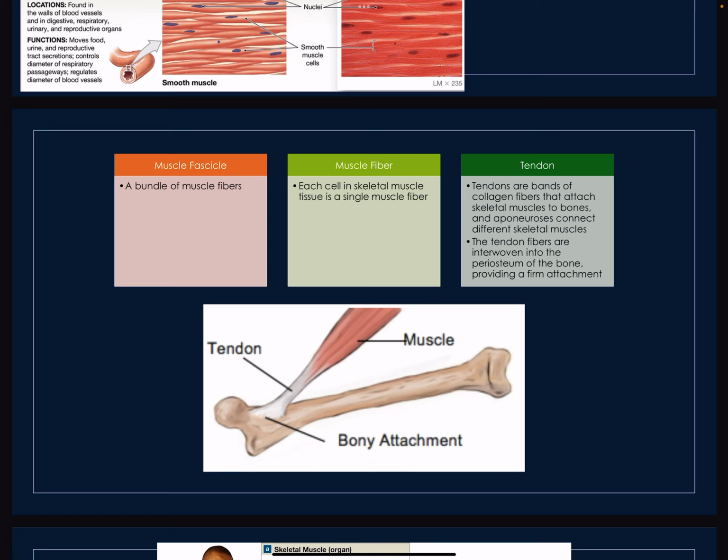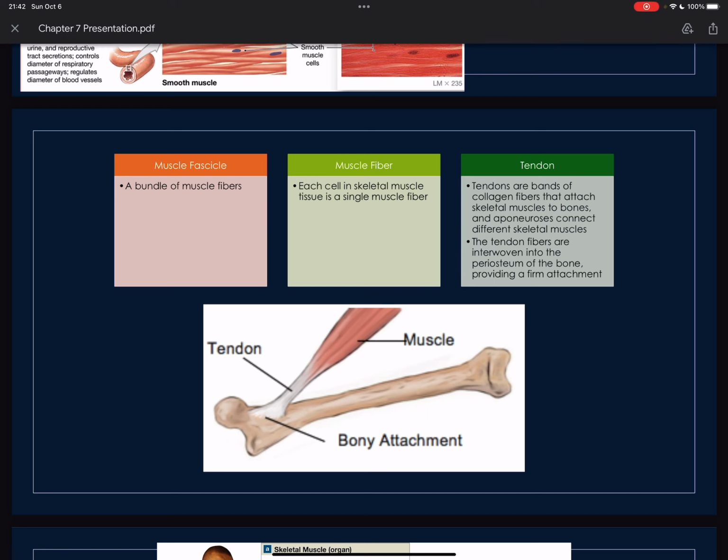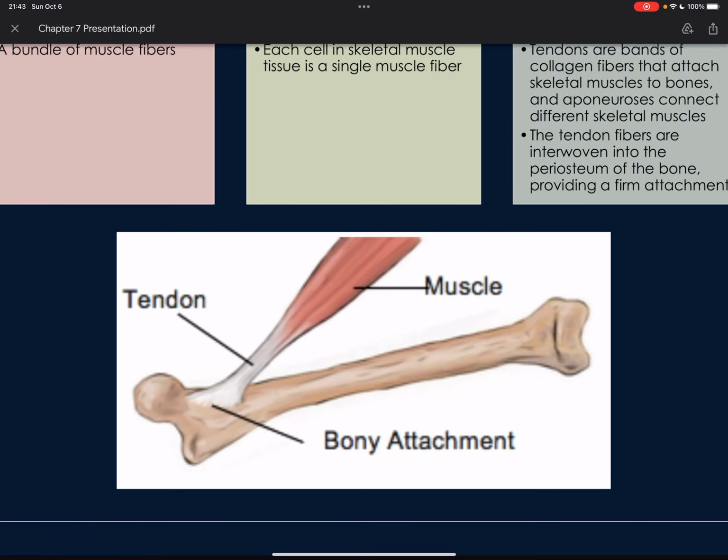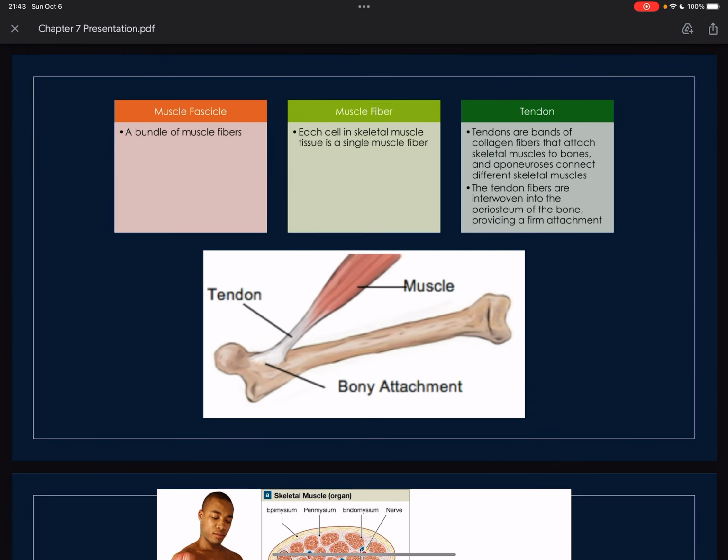And then last but not least are tendons. Tendons are bands of collagen fibers that attach skeletal muscles to bones, and they also connect different skeletal muscles. The tendon fibers are interwoven into the periosteum of the bone, providing a firm attachment. So if we look at the diagram right here, we see that we have the bony attachment, the tendon, this little white part, and the muscle, and the tendon is connecting the two.